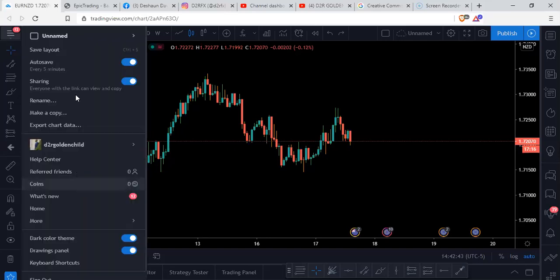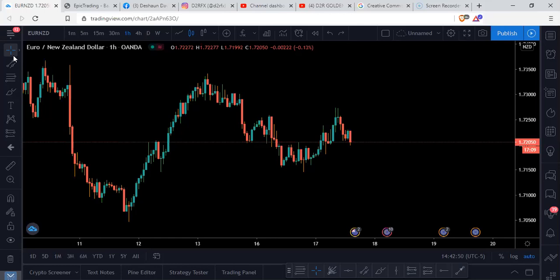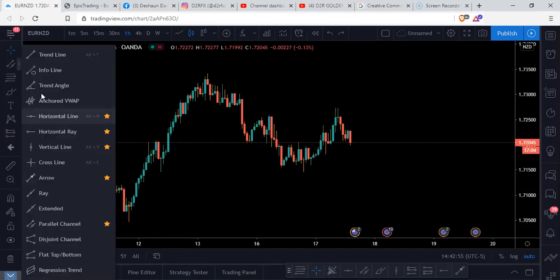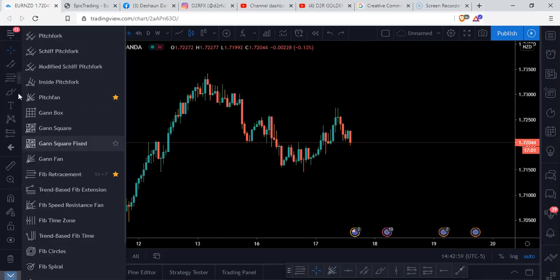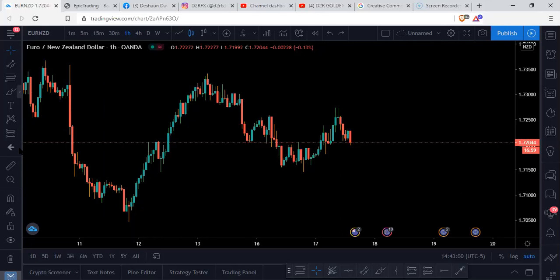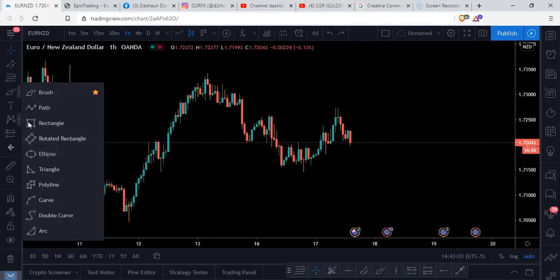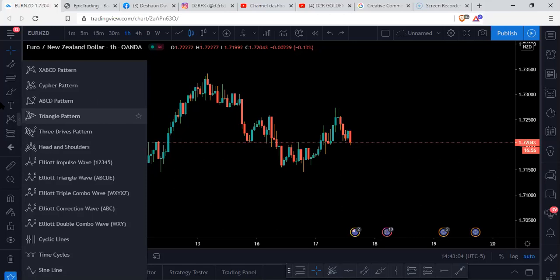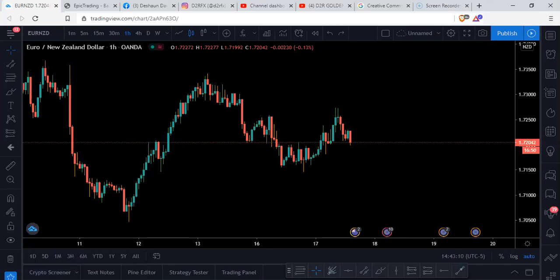Right here is your drawing panel, with all your basic settings. This is where you're gonna find all your tools, like your trend lines, arrows, vertical lines, Fibonacci tools, paintbrush, rectangles, text. You can draw your head and shoulders, Elliott wave, and so on. I got all the tools I pretty much use right here. And then we go right here to the indicators.